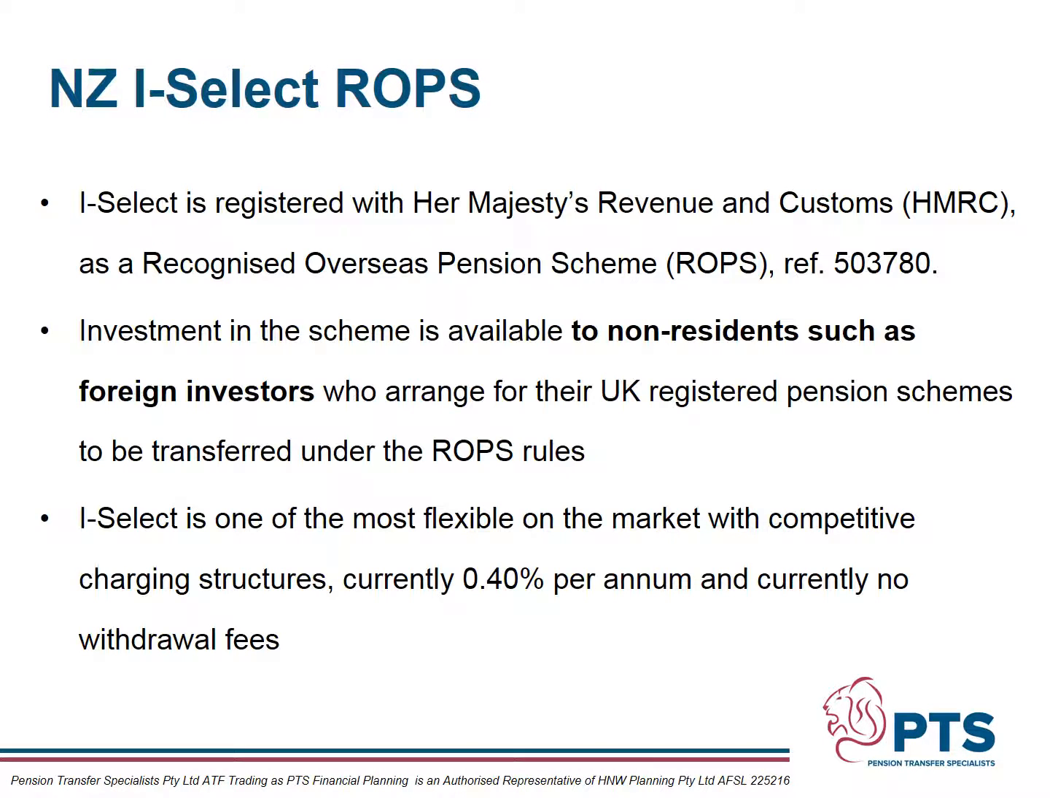New Zealand iSelect ROPS scheme is registered with HM Revenue and Customs. The investment is actually open to non-residents of the scheme, such as foreign investors who want to transfer their UK pension schemes. It's one of the most flexible on the market with competitive charging structures.